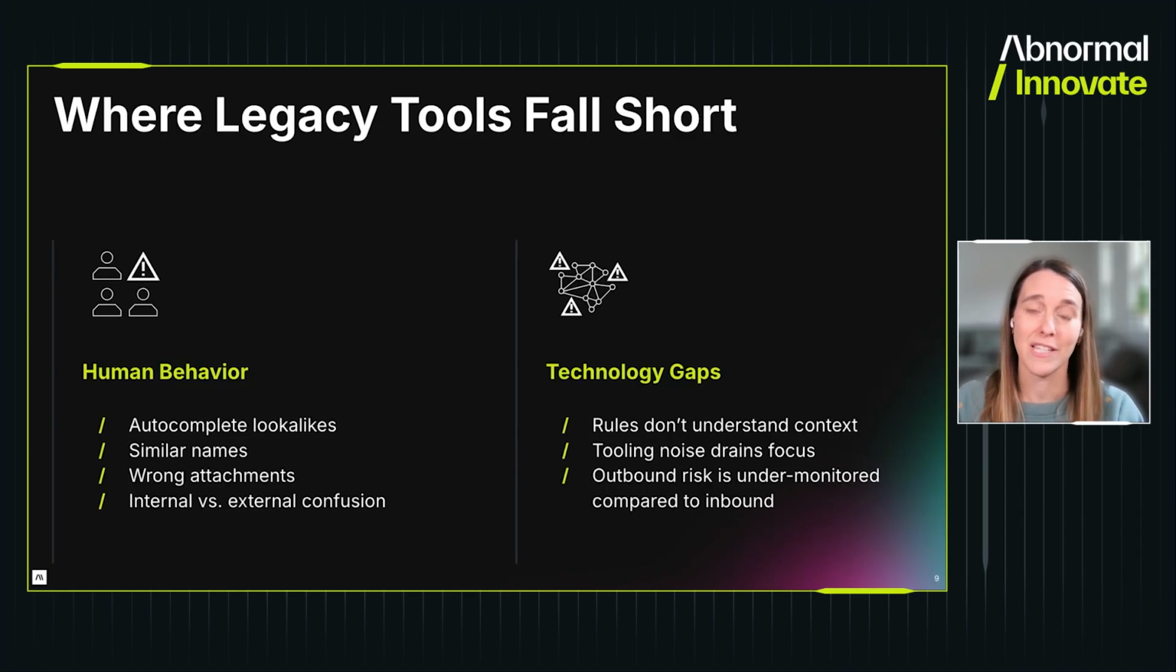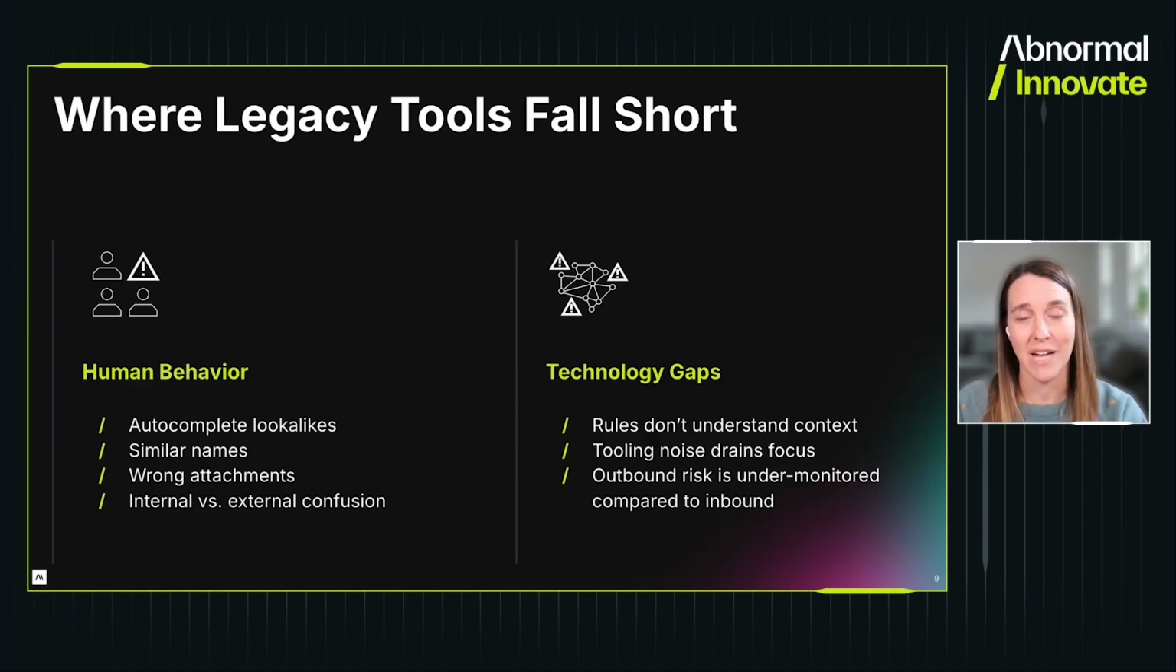And that's just it. Legacy tools are falling short. They don't fill the gap. There's really two main reasons. One is human behavior, and the other is technology limitations. When we think about human behavior, we're talking about autocomplete lookalikes, similar names, wrong attachments, internal and external names that might be similar. The reality is that technology just doesn't understand the context. Teams are spending so much time with false positives or finding these incidents because legacy tools just aren't built to find misdirected emails. That's in part because of human behavior as well as a gap in technology.